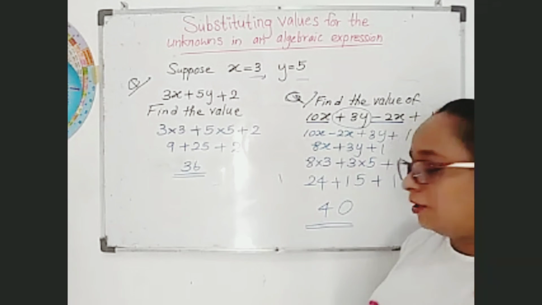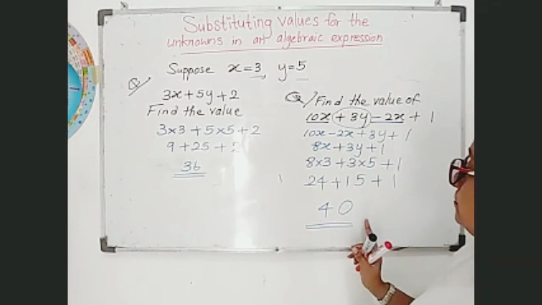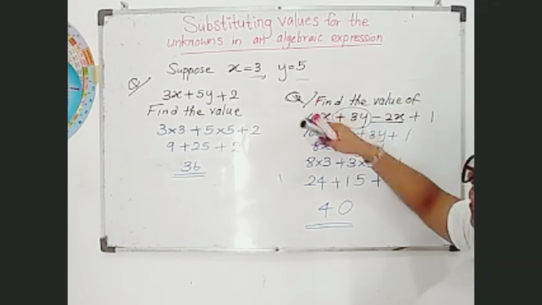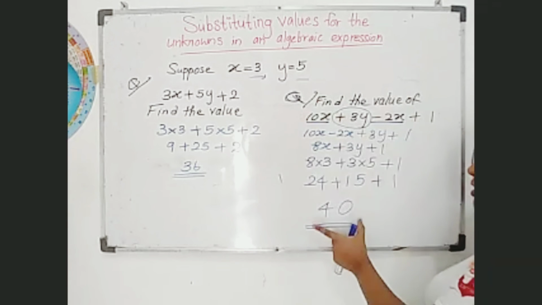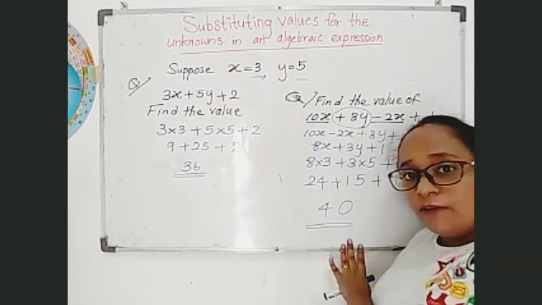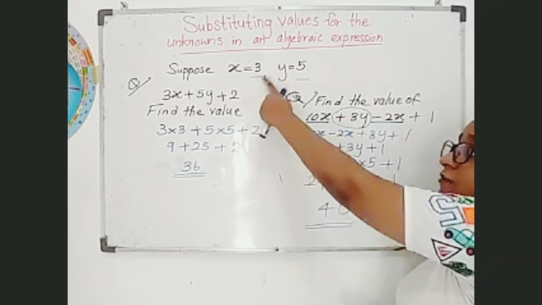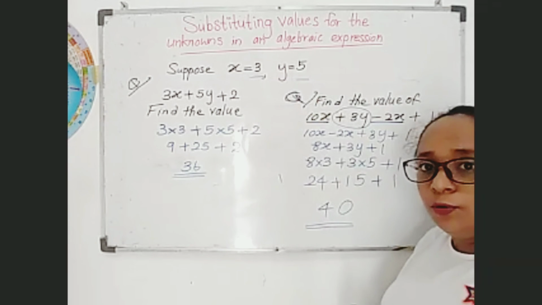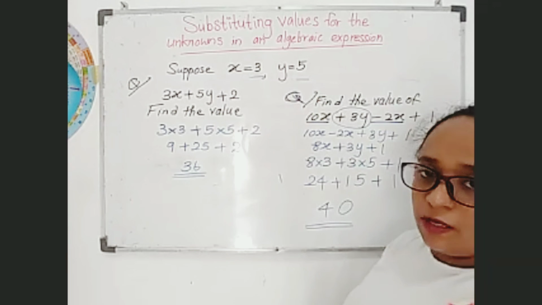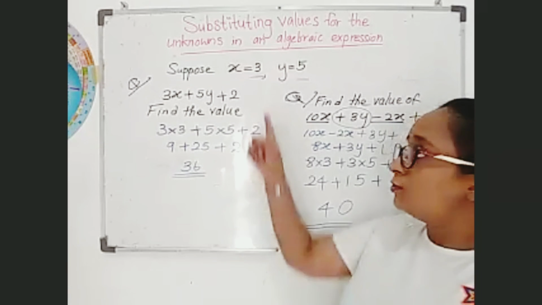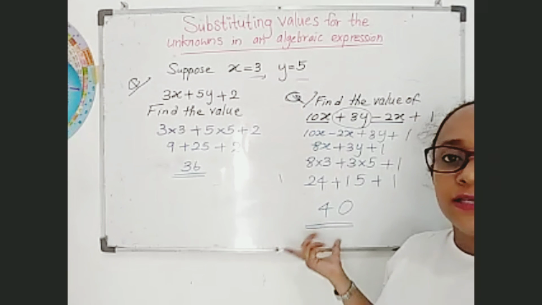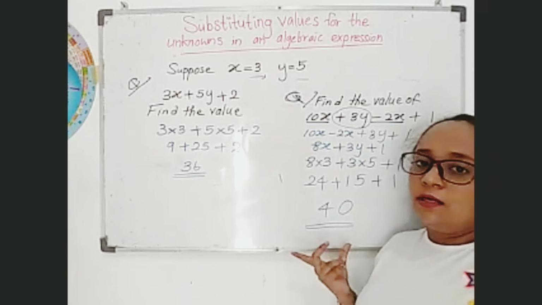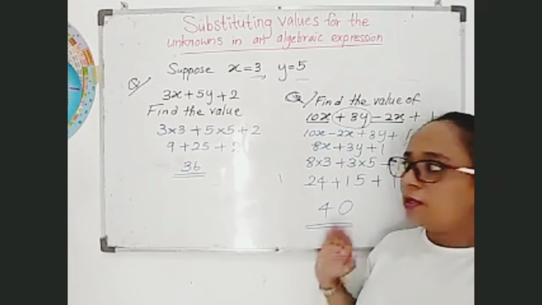We got a numerical value as the answer. So we get numerical values as an answer when we have values to substitute instead of unknown terms. So I think it's clear to you.